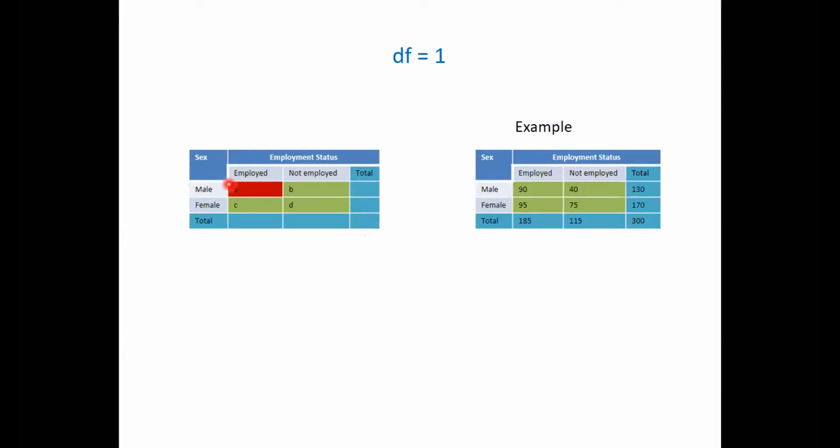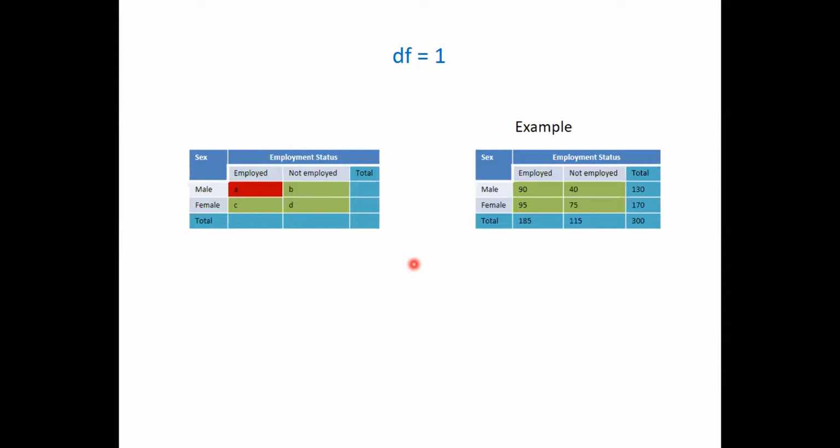So the number of rows is just minus 1. Then the number of columns minus 1 also. So for the row, the degree of freedom is the number of rows minus 1. For the column, the number of columns minus 1. So you now multiply the 2. 1 times 1 is equal to 1.